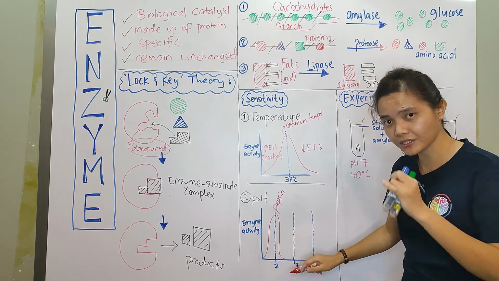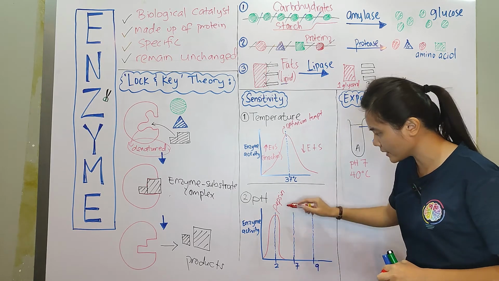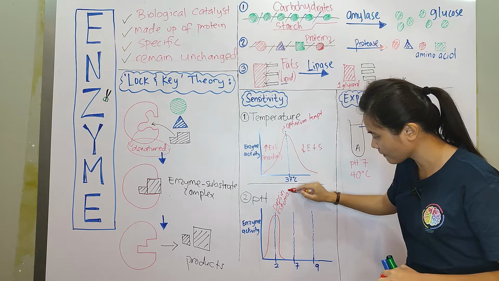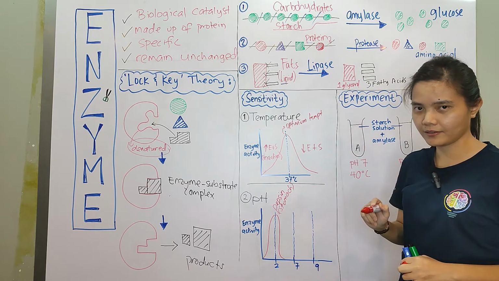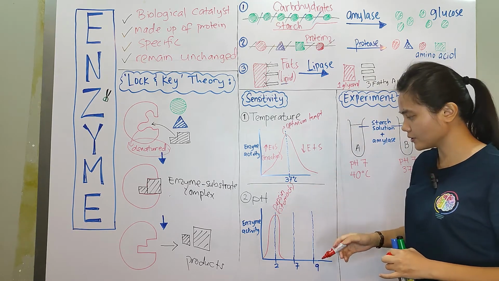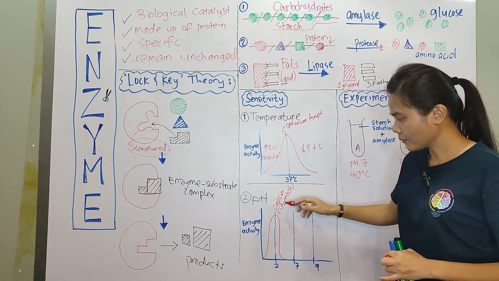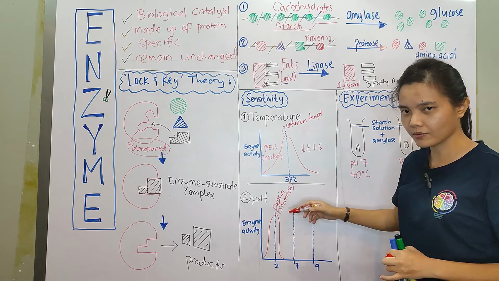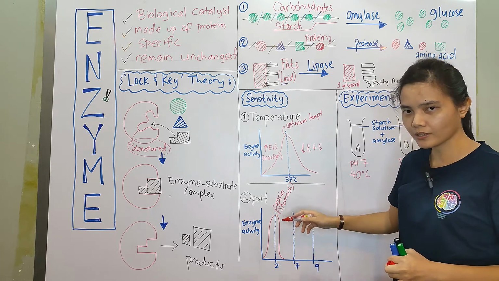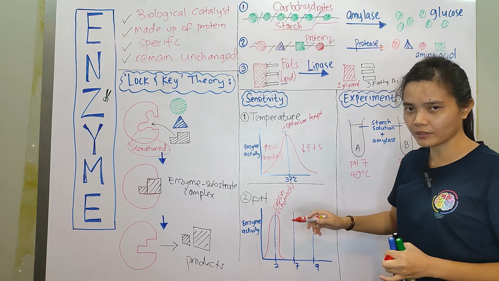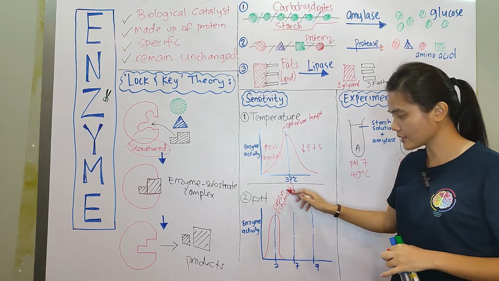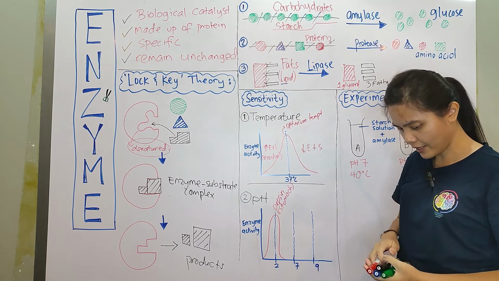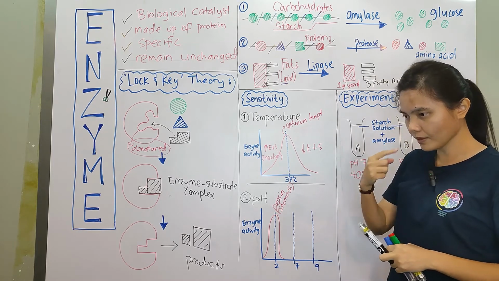Remember this, pepsin works at pH 2, and this usually happens inside your stomach. So in case an MCQ asks you which enzyme works inside the stomach to break down protein to amino acid, your answer is pepsin. Then the next one is pH 7, that is your saliva.